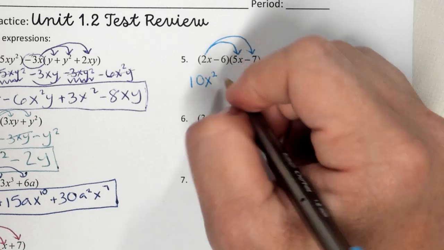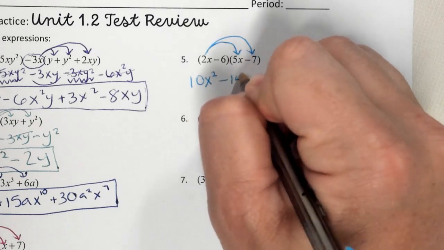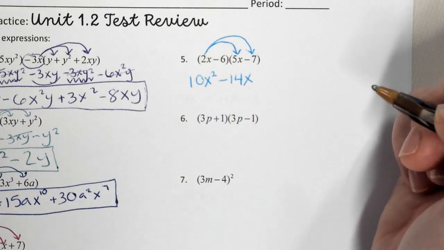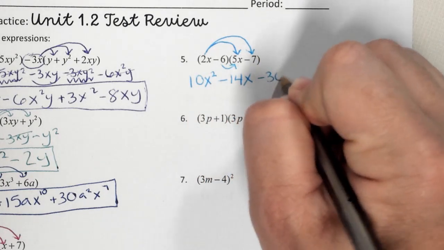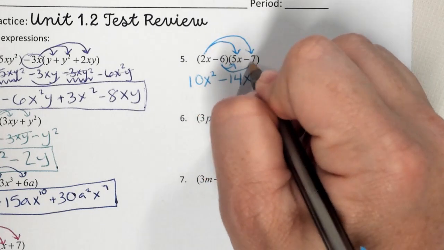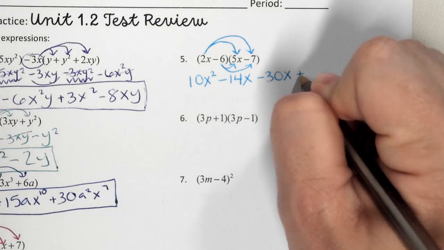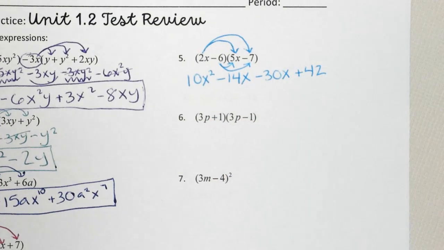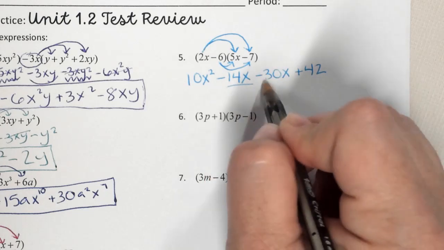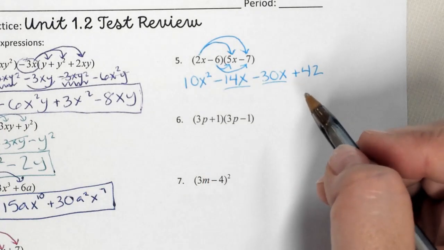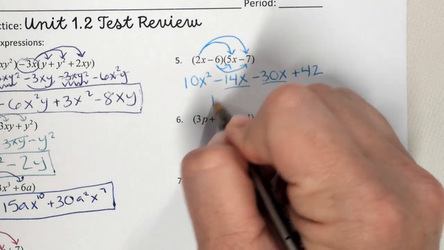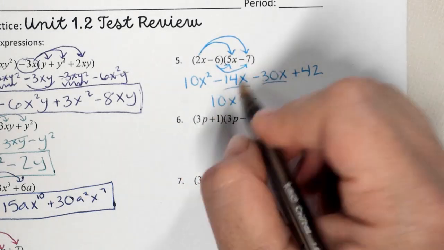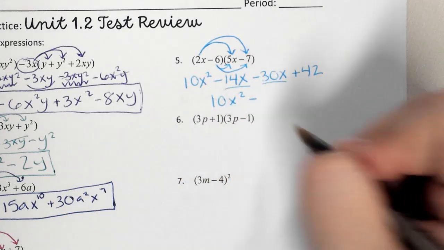2x times negative 7, 2 times negative 7 is negative 14 with 1x being multiplied. Negative 6 times 5x is negative 30x. Negative 6 times negative 7, well 2 negatives makes a positive, and that's 42. Now, when we double distribute, usually the middle two terms are my like terms. So we have 10x squared minus, they're both negative, so it's like adding.